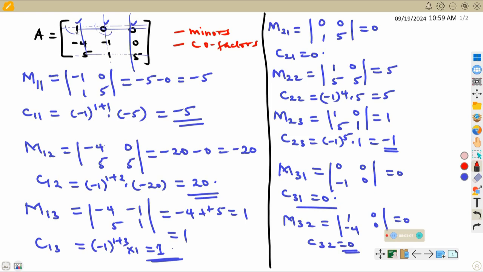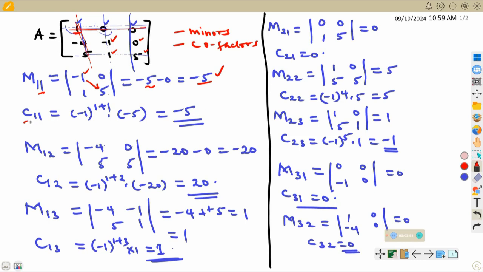To get the minor of the first entry, that is M11, we simply eliminate the first row and first column. Then you take the determinant of the remaining entries. When you eliminate these, you remain with negative 1, 1, 0, and 5. The determinant of this is the product in the major diagonal minus the product in the minor diagonal. So negative 1 times 5 is negative 5, minus 1 times 0 is 0. So we remain with negative 5.